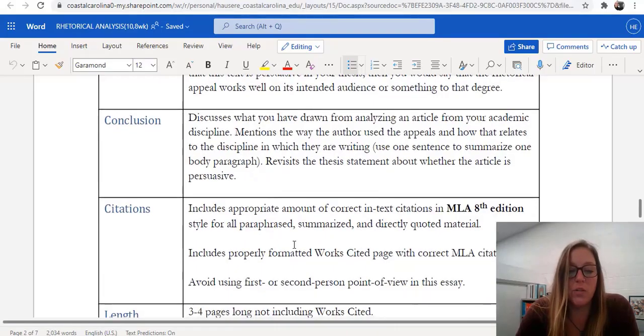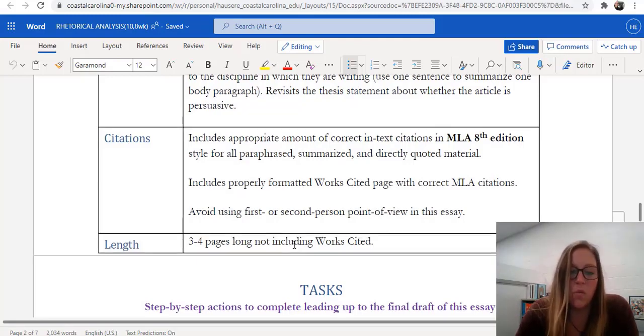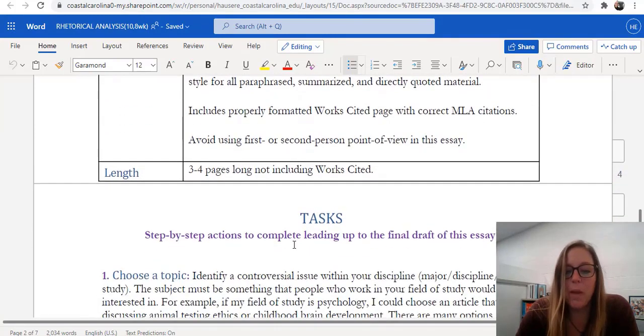Here's information about what to include in the conclusion. This paper will be written in MLA 8th edition. You must cite any direct quotes, paraphrases, or summaries with in-text citations and citations on your works cited page. Avoid using first or second person point of view in this essay. And your paper needs to be 3 to 4 pages long, not including the works cited page. So that goes from your introduction through to your conclusion, should be 3 to 4 pages.